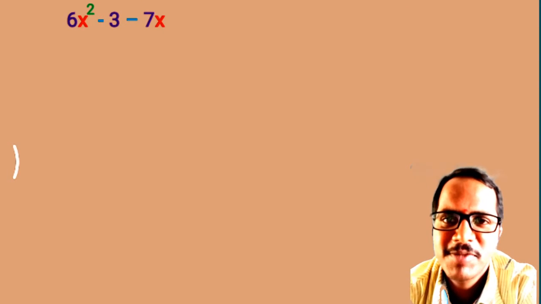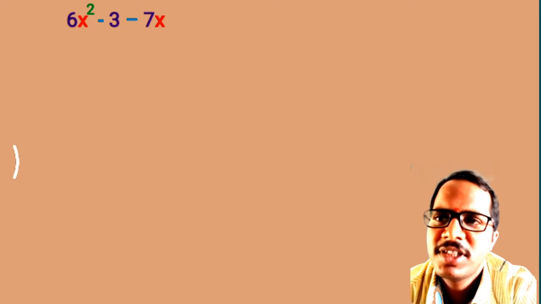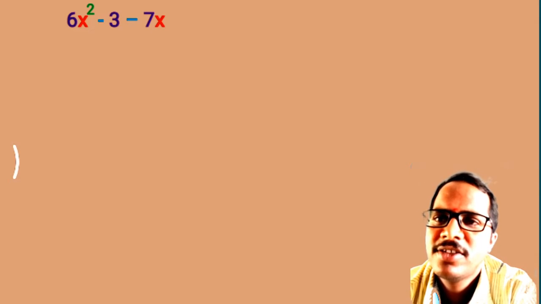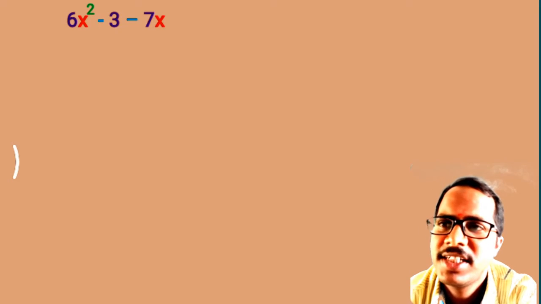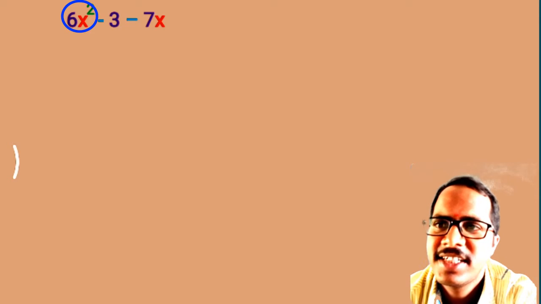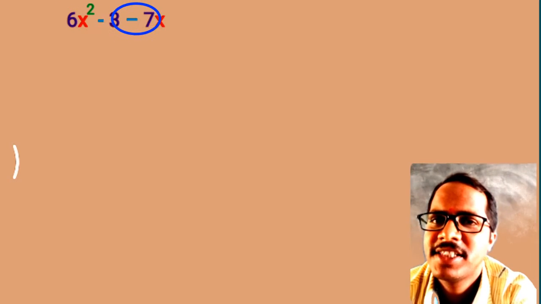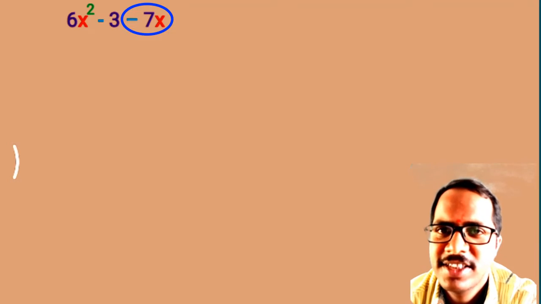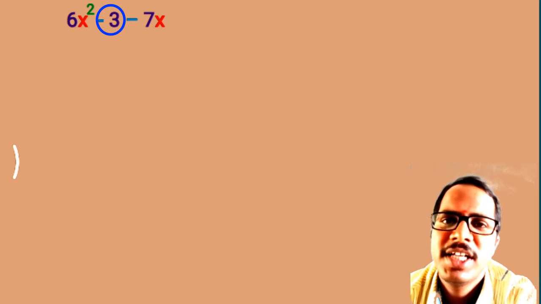Here if we observe this quadratic polynomial, it is not in the standard form. That means the terms in this polynomial are not arranged in the decreasing order of their degrees. So let us first arrange this quadratic polynomial in the decreasing order of degrees. The term 6x square has the highest degree, that is 2, so let us write it first. Then minus 7x is the term with the next highest degree, so we write it in the second place, and minus 3, the constant term whose degree is 0, will be in the third place.